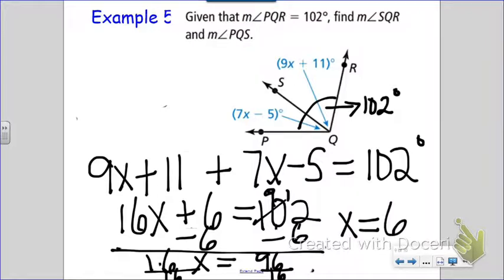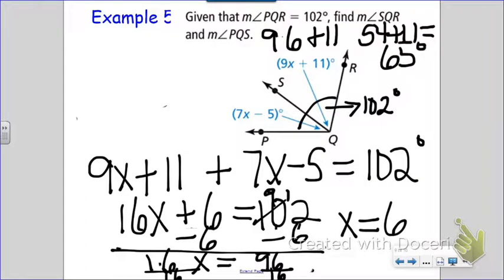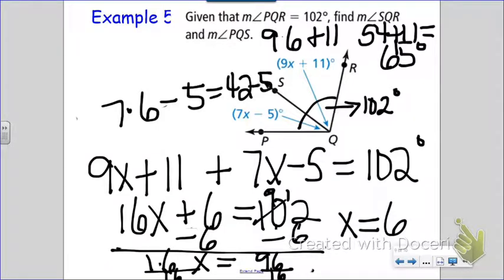We'll plug it back in to get the measure of our angles. 9 times 6 plus 11 is 54 plus 11, which is 65 degrees. And then 7 times 6 minus 5 is 42 minus 5, which equals 37 degrees. The total is 102, and it checks.